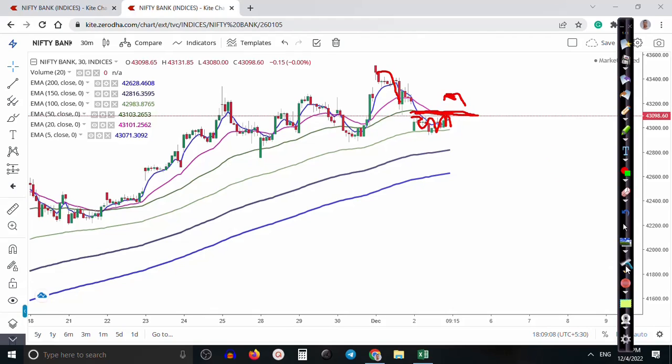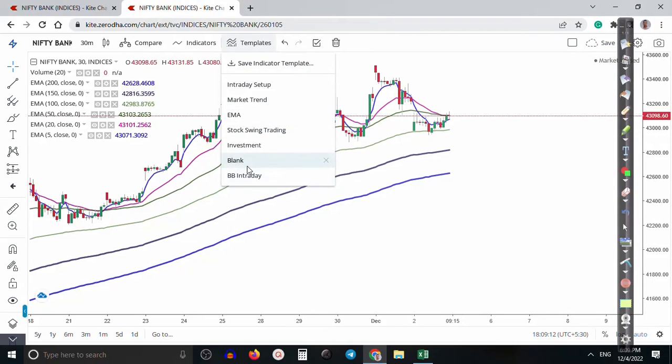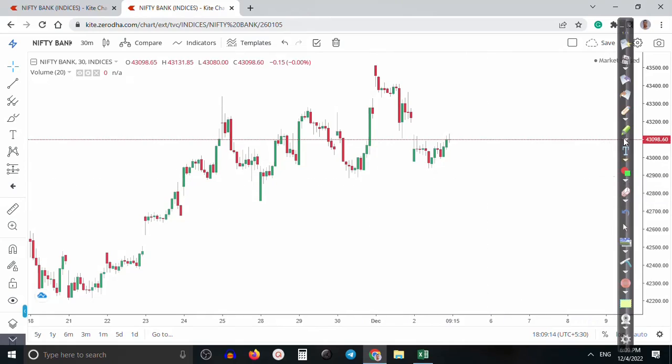Let me explain. Let me remove this moving average. Suppose price opens with a gap up, then we will definitely wait for a pullback to this level. This resistance will act as a support. Once price pulls back, we are looking for a buy above these supporting lines, and the next target will be here in this area.